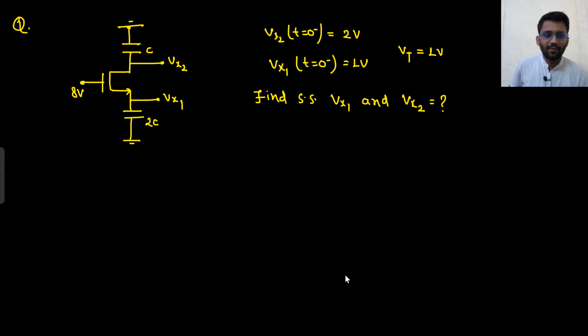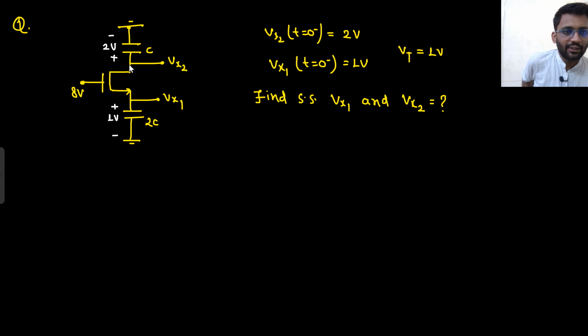This question I have framed just now. What it is saying: Vx2 value for t less than 0 is 2 volt. So this capacitor is charged to 2 volt, and this capacitor is charged to 1 volt. Here I don't need to interchange because this is drain, this is source, so drain is already at higher potential. Vt is 1 volt, that is given.